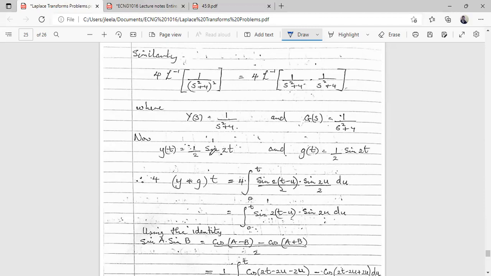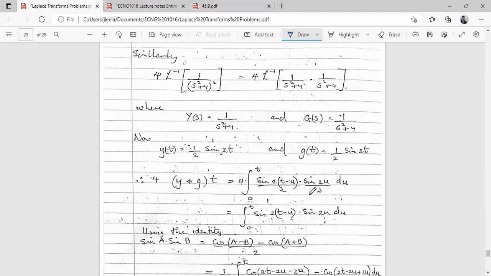So now this here, remember, you replace the t here now by t minus u. So that will be sine 2(t minus u) over 2. And this is going to be sine 2u. You replace the t here by u over 2, because that caters to the half.